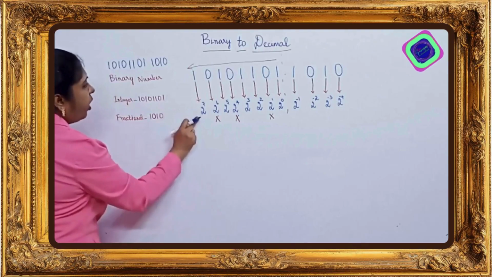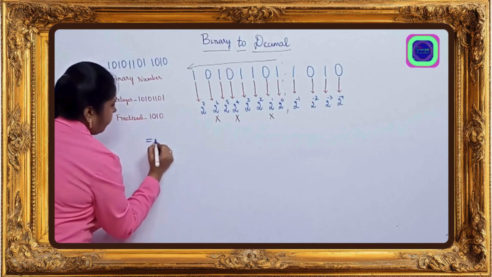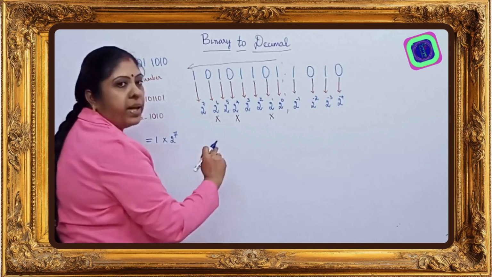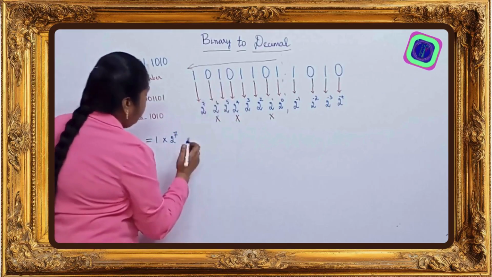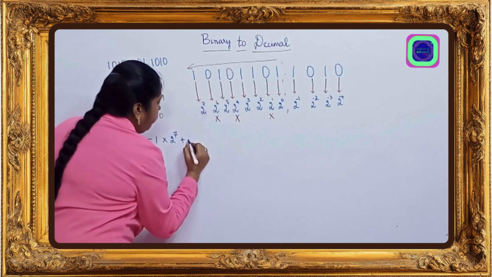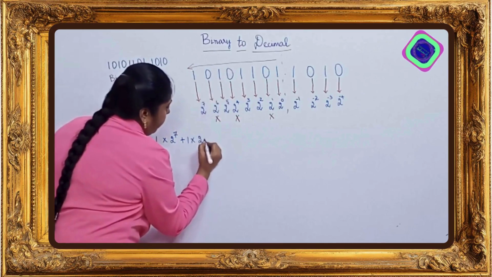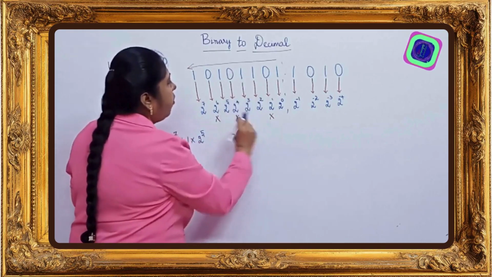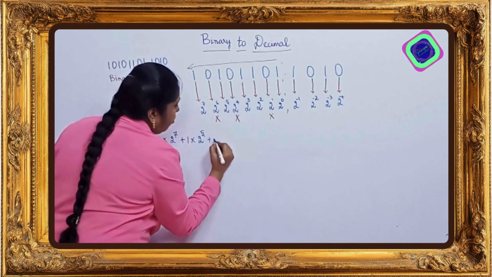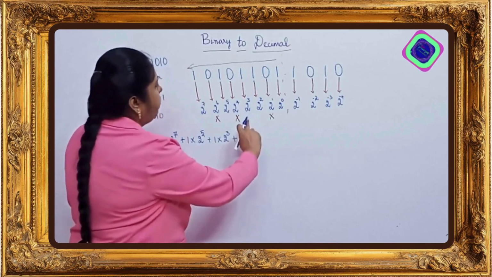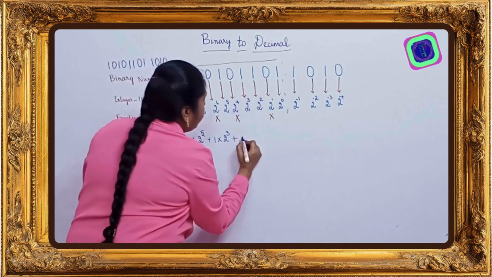So 1 into 2 power 7 plus 1 into 2 power 5. Here 0, so we are eliminating this. 1 into 2 power 5. Again a 0 we are eliminating. Plus 1 into 2 power 3 plus 1 into 2 power 2.